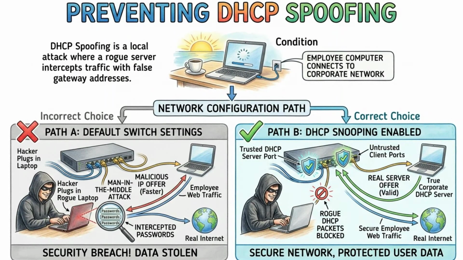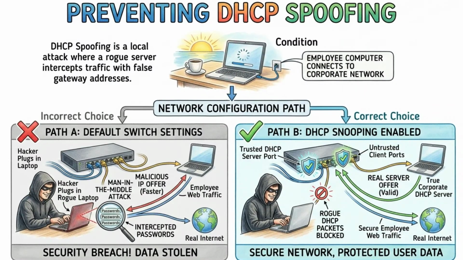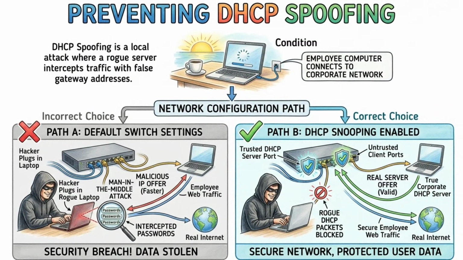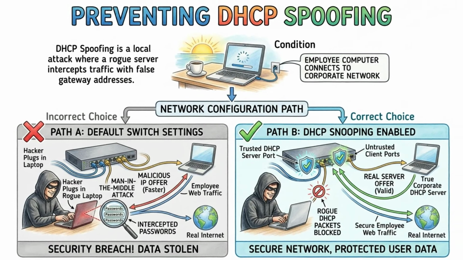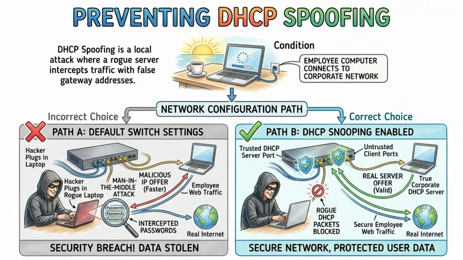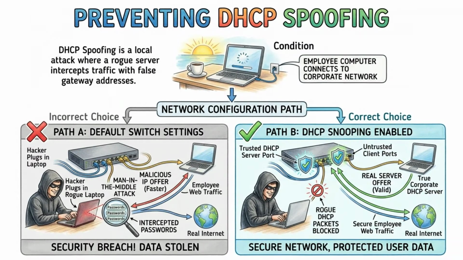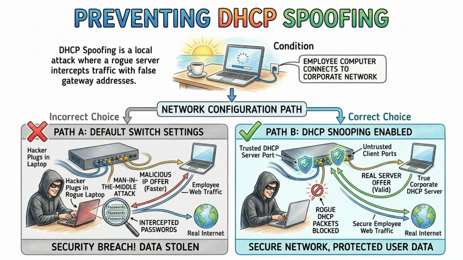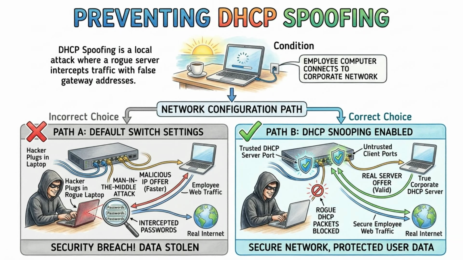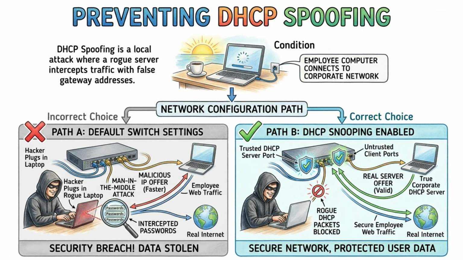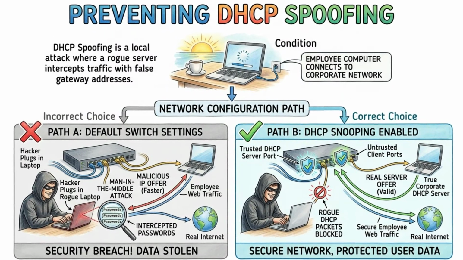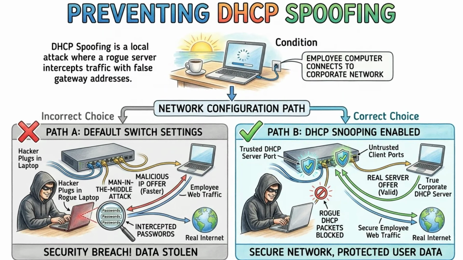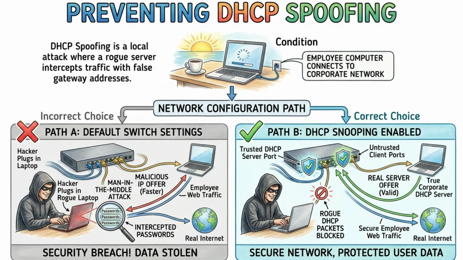Another highly dangerous local attack involves manipulating the automated IP address process we learned about in the previous section. In a DHCP spoofing attack, a hacker maliciously plugs in a rogue laptop and intentionally configures it to act as a fake corporate DHCP server. When innocent employees start their computers in the morning, the fake server quickly hands them an IP address along with a malicious default gateway address pointing right back to the hacker. All the employee web traffic now flows directly through the hacker's personal machine, allowing them to quietly intercept passwords before forwarding the traffic to the real internet.